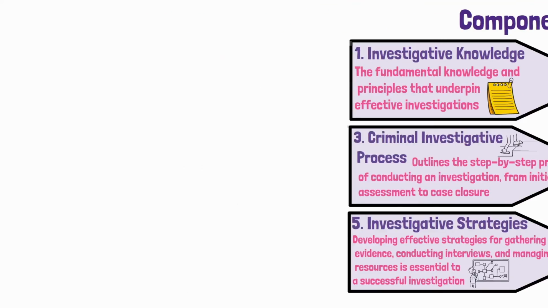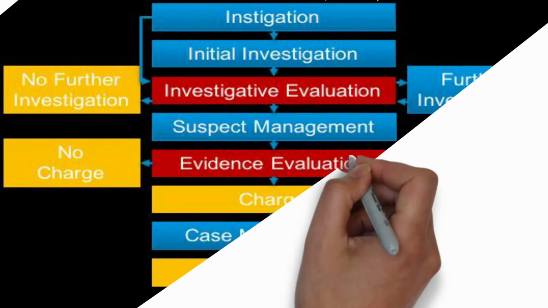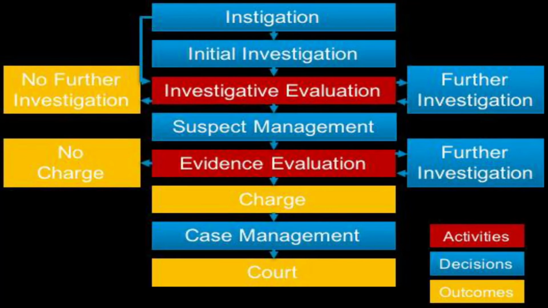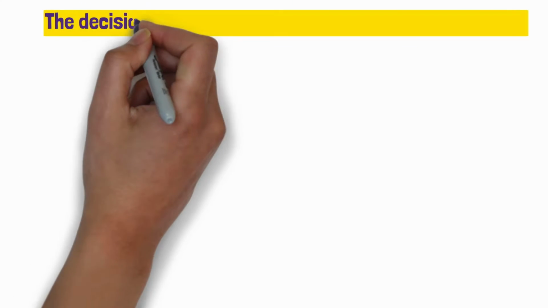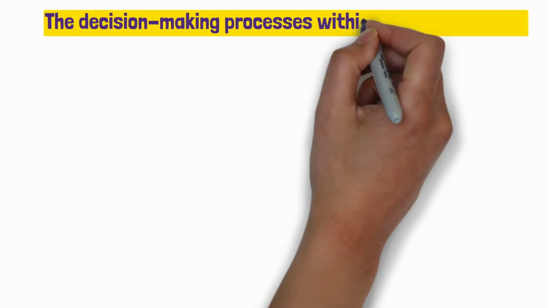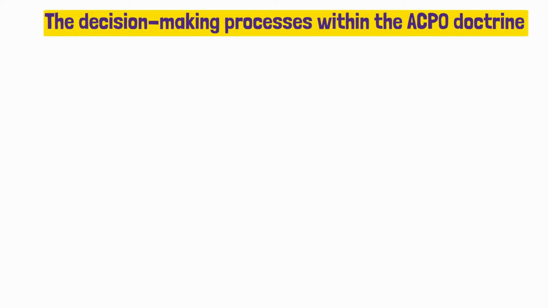You will see in the visual here that there's a breakdown of activities, decisions, and outcomes, which lead to the outcomes of no further investigation being needed, no charging of the suspect, or going to court with the suspect. There's a complex system that has led up to each of those decisions based on the activities and decisions that have been taken by officers. Now let's dive deeper into the decision-making processes within the ACPO doctrine.